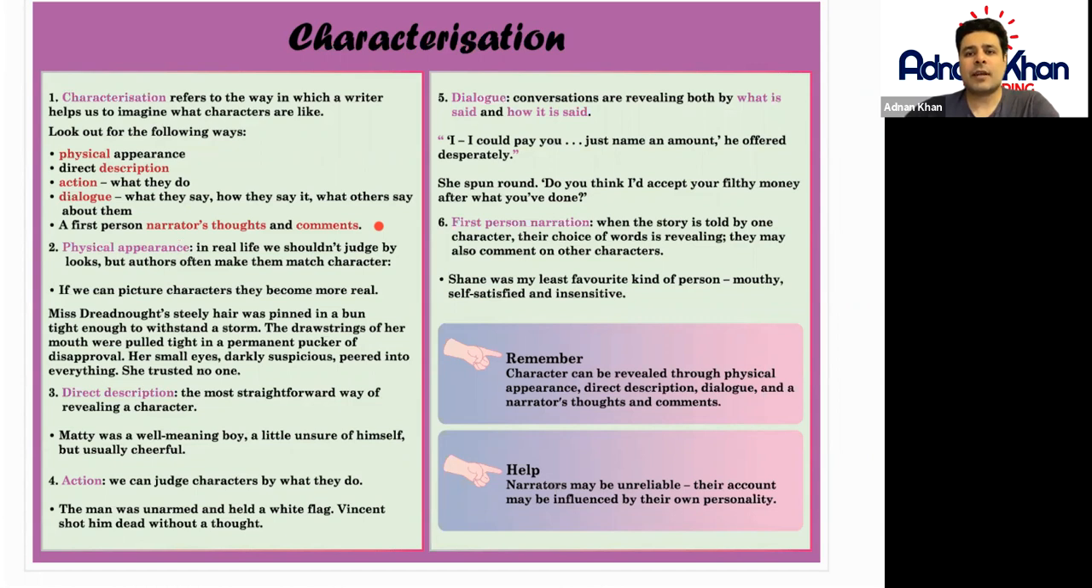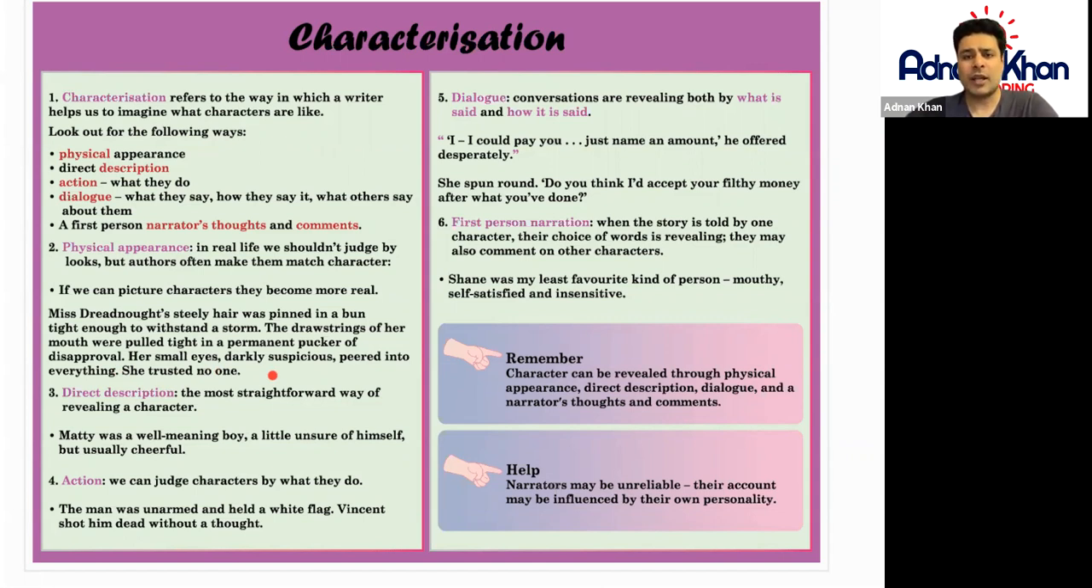Secondly, physical appearance. In real life, we shouldn't judge by looks, but authors often make them match their character. If we can picture characters, they become more real. For example, Miss Dreadnought's steely hair was pinned in a bun tight enough to withstand a storm. The drawstrings of her mouth were pulled tight in a permanent pucker of disapproval. Her small eyes, darkly suspicious, peered into everything. She trusted no one.